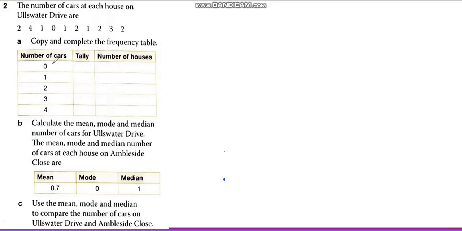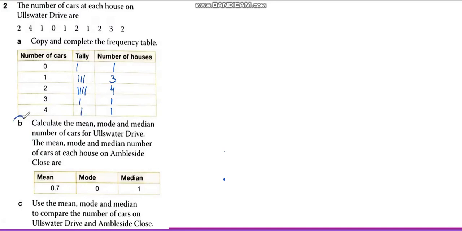So we have to count how many houses have 0 cars. There is one house with 0 cars, and similarly there are 3 houses with only 1 car, and the frequency of 2 means 2 cars are in 4 houses, and the frequency of 3 cars will be 1, and the frequency of 4 cars is also 1. We can also write the tally marks here. It should be 1. Here it should be 3. Here it will be 4. And then 1 again, and then 1 again.